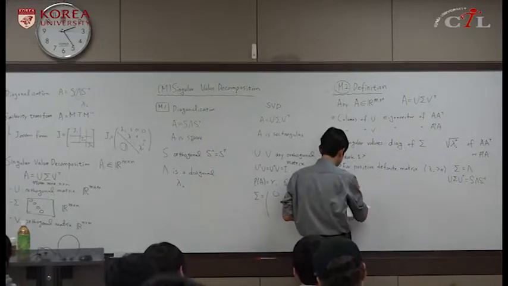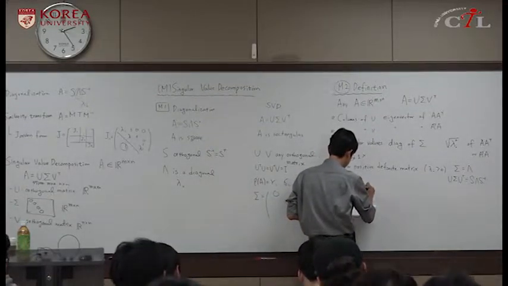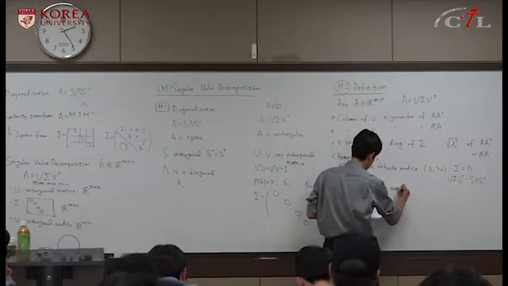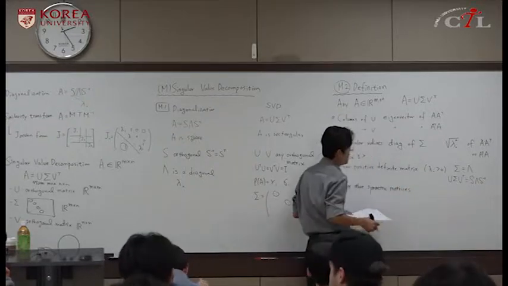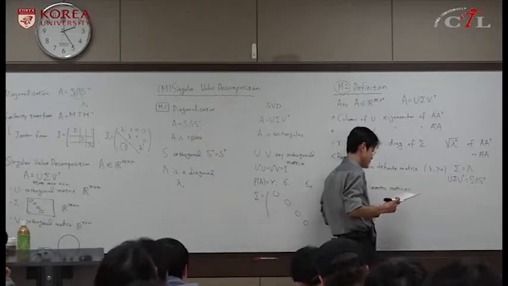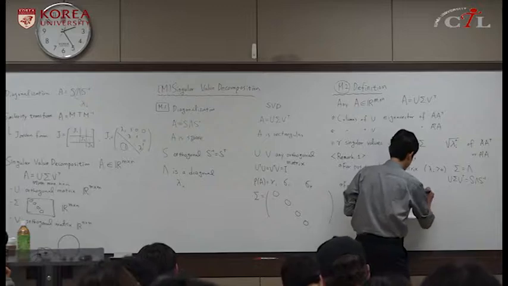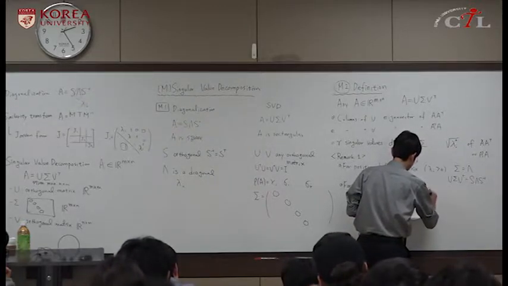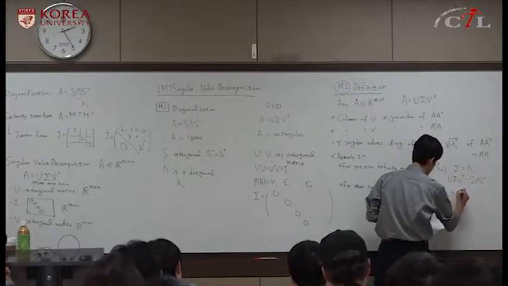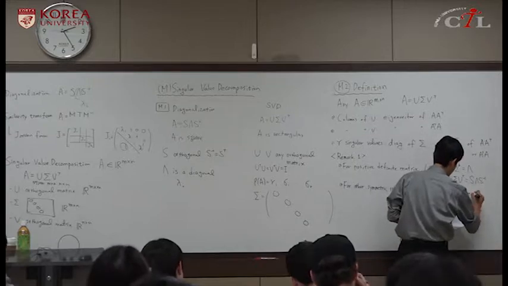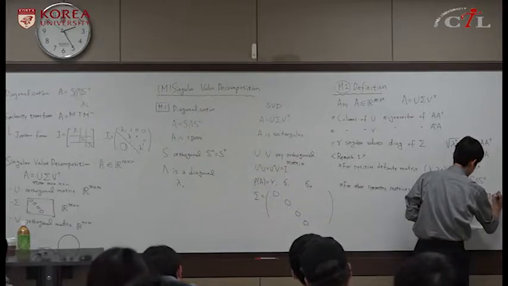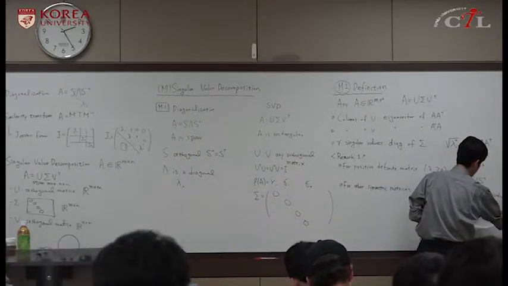For other symmetric matrices, any negative eigenvalue turns out to be a positive singular value. So a negative eigenvalue in lambda is a positive singular value in sigma.